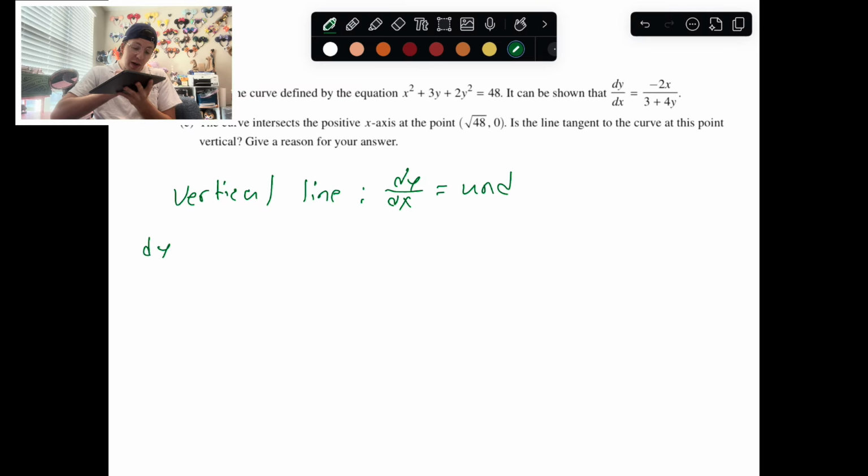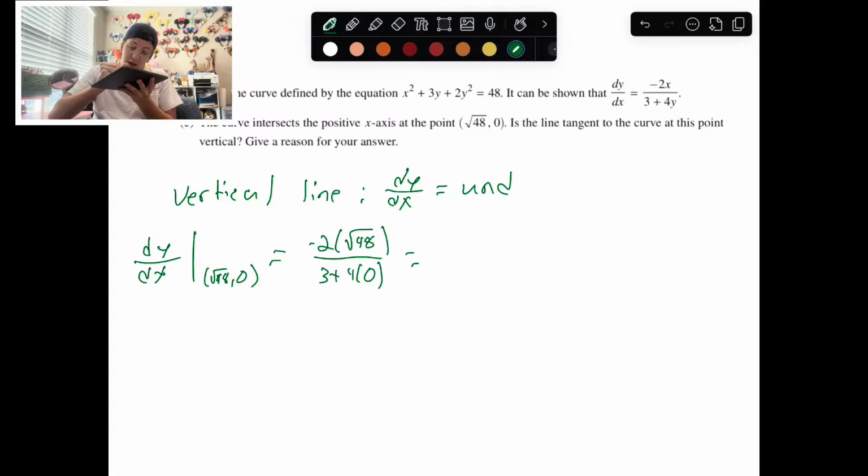So if we find dy over dx at square root 48, comma 0, and plug in and get an undefined number, aka 0 in the denominator, we've got a vertical tangent line. If we don't, we don't have a vertical tangent line at this point. So let's plug in. We have negative 2 times square root 48 over 3 plus 4 times 0. That will give us negative 2 square root 48 over 3. That is not undefined.